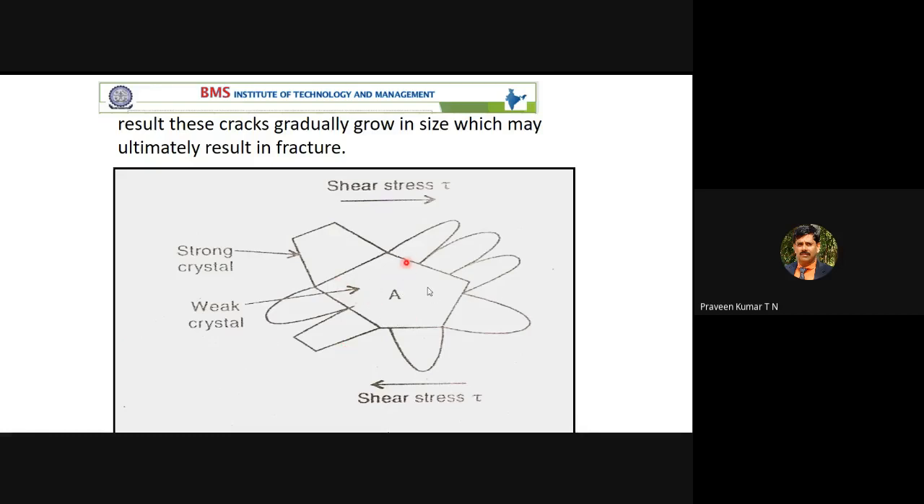There is one weak crystal, it is a grain. This is one grain, this is one more grain, this is one more grain. Whenever it is subject to cyclic loading, your crack will propagate on the weak crystal. Wherever there is a weak crystal, the crack will propagate. The best example, imagine there are, I should not give such an example, what is a weak element.